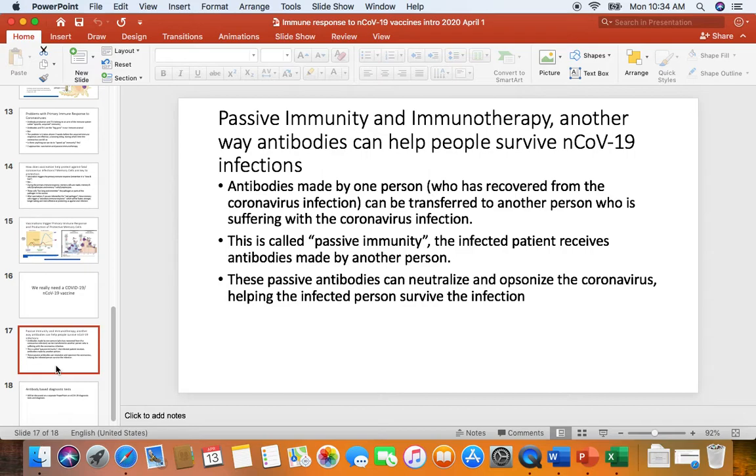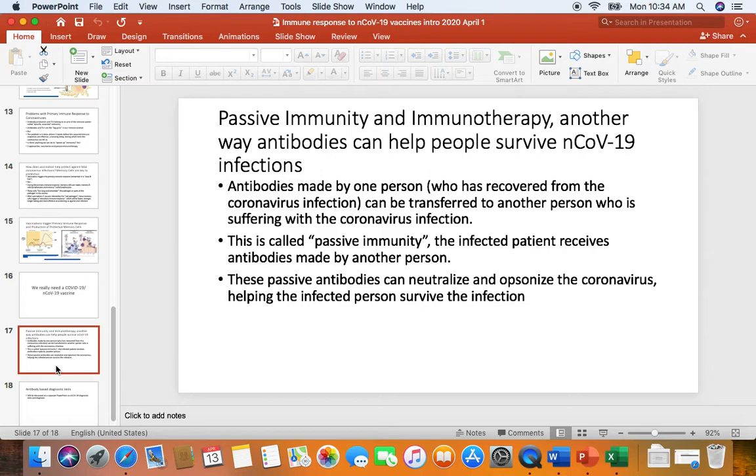Okay, folks, so the final question is question 10. How may plasma, the liquid portion of blood from a person previously infected with COVID-19 who has recovered and is no longer infected, how may their plasma antibodies help a person currently infected with COVID-19? What type of immunity is this called? So this is the other way that we can speed up immunity.